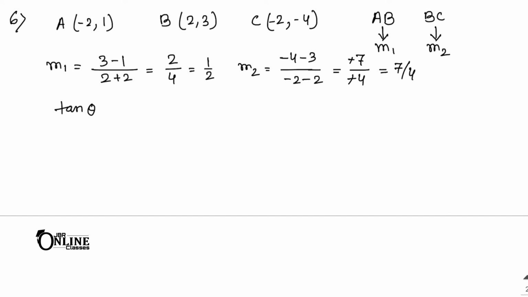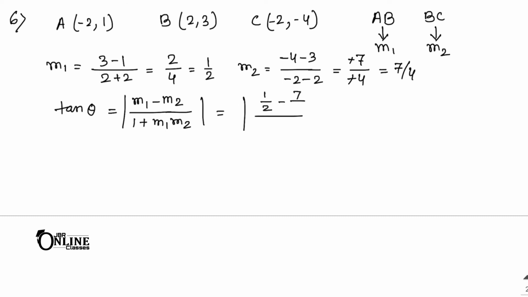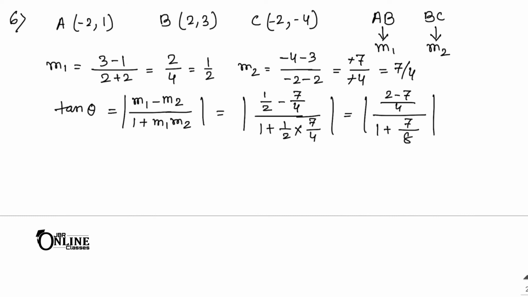between these two lines. So tan theta equal to, you know the formula, within mod, write down m1 minus m2 in the numerator and 1 plus m1 m2. Now you have to just put down the value, as m1 is half minus 7 by 4, then 1 plus half into 7 by 4. Clear? So the LCM, that is 4. So the upper one will be 2 2s are 4. So that means 2 minus 7, and it will be 1 plus 7 by 8.